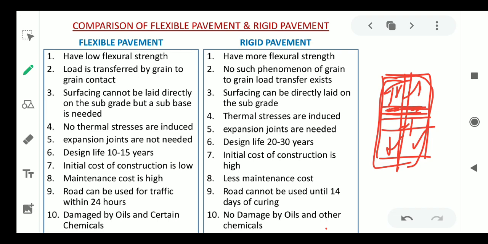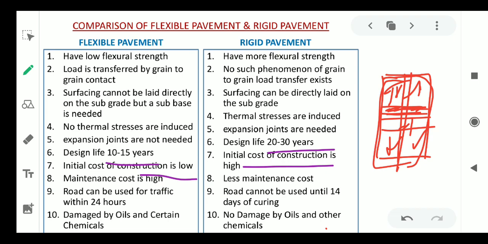Another one, design life of the rigid pavement is more compared to the flexible pavement. In case of the flexible pavement, the design life is generally 10 to 15 years, but in case of the rigid pavement, it is 20 to 30 years. Initial cost of construction is very low in case of the flexible pavement, and initial construction cost is high in case of the rigid pavement, and the maintenance cost is high in case of the flexible pavement, but the maintenance cost is low in case of the rigid pavement.